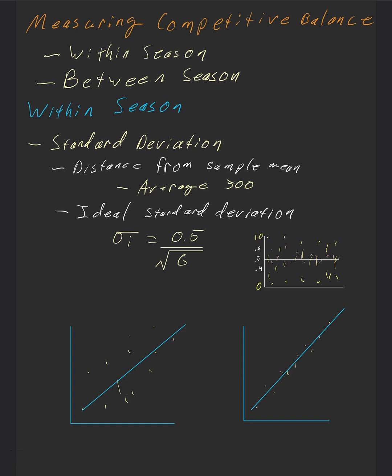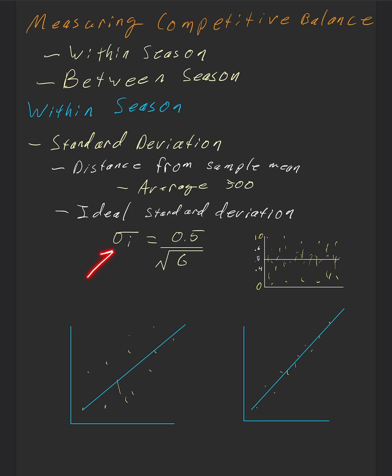So let's turn now to measuring competitive balance. There are basically 2 categories that we want to be thinking about when we're measuring competitive balance. One is within season balance, and the other is between season balance. Within season balance measures the deviation, the dispersion of wins within a given season, right? So we use a statistic called standard deviation, which is just the distance from the sample mean, which of course in a sports league must be .500 because for every win that one team gets, another team gets a loss.